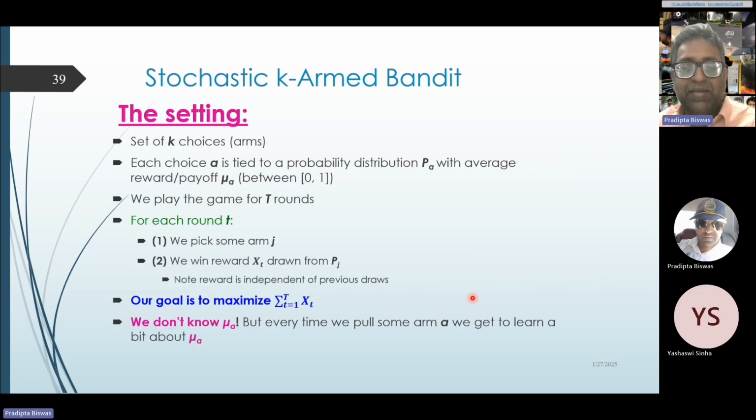This is the setting: a set of k choices. Each choice A is tied to a probability distribution PA, which I do not know. Each round, I pull a lever; that is one round. Earlier, we talked about state transition probability. And we win a reward XT drawn from PA. Our goal is to maximize the expected reward over a sequence of T pulls. What we don't know is mu A for each arm, that is, the underlying probability distribution of each arm. So next, how can we maximize this?